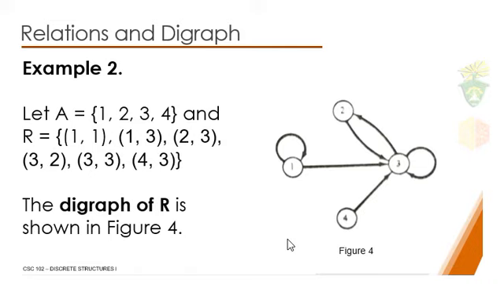For vertex 1, in degree, we have 2. Out degree, 2. For vertex 2, we have one in degree and one out degree.